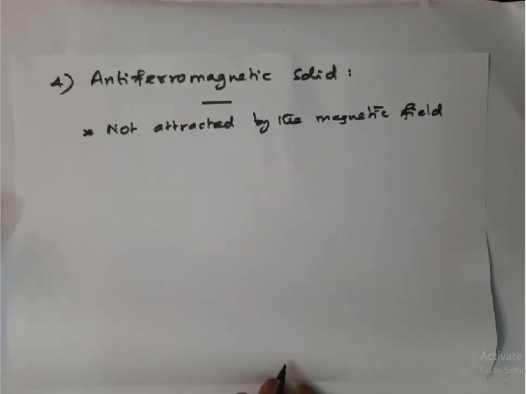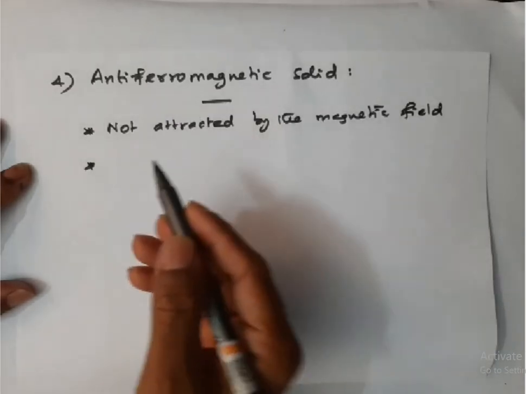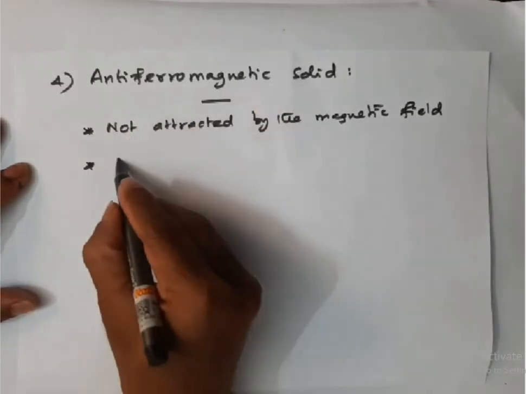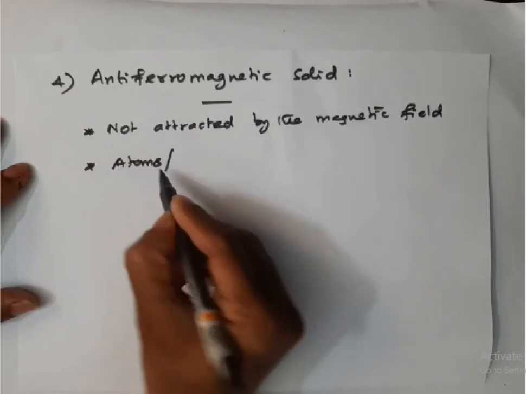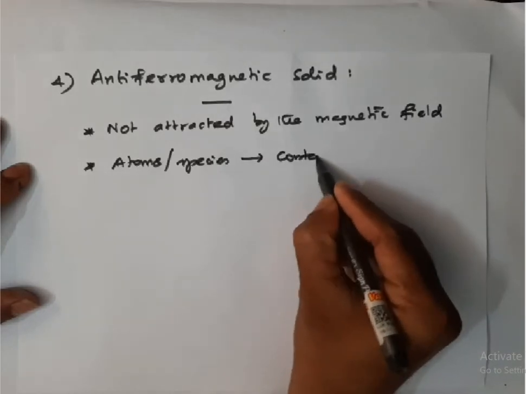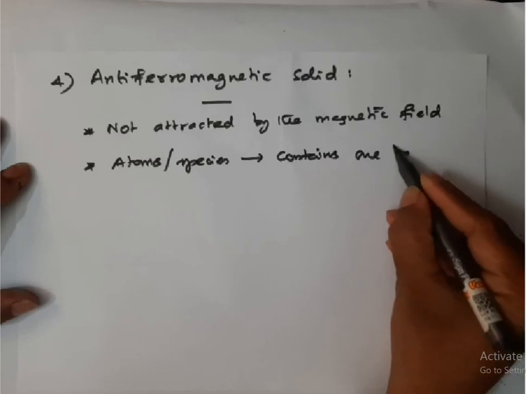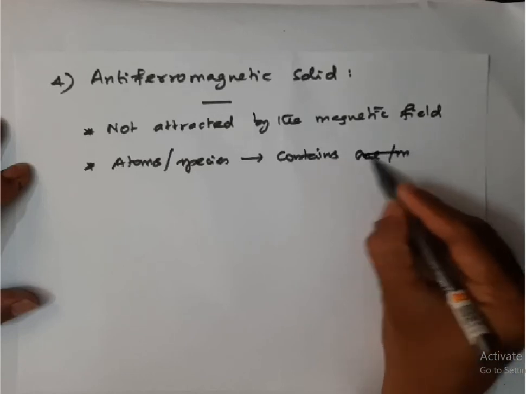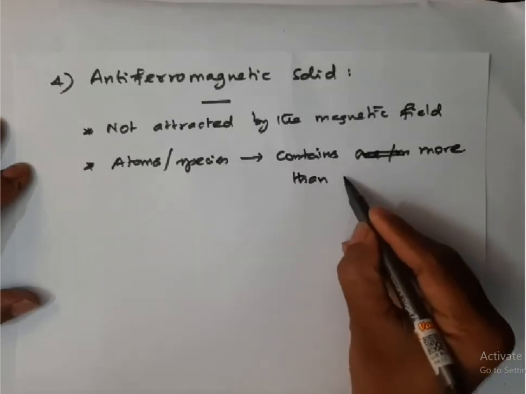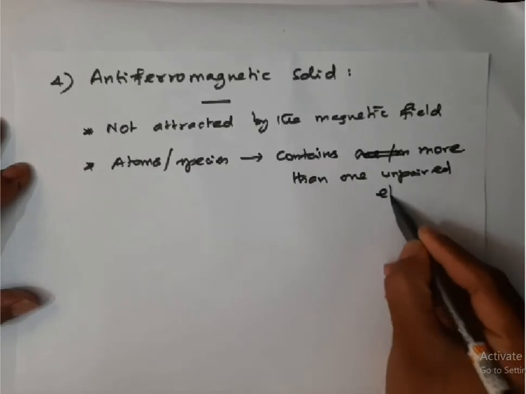Okay, it is not attracted by the magnetic field. Why? Is there any unpaired electron present or not? Yes, the atoms or species of this material contain more than one unpaired electron. No doubt in that. They have unpaired electrons.